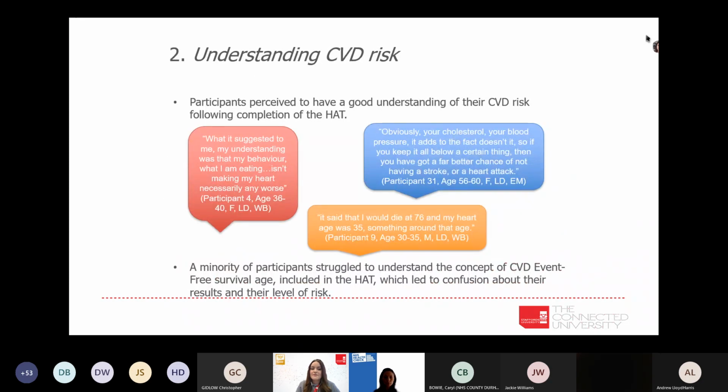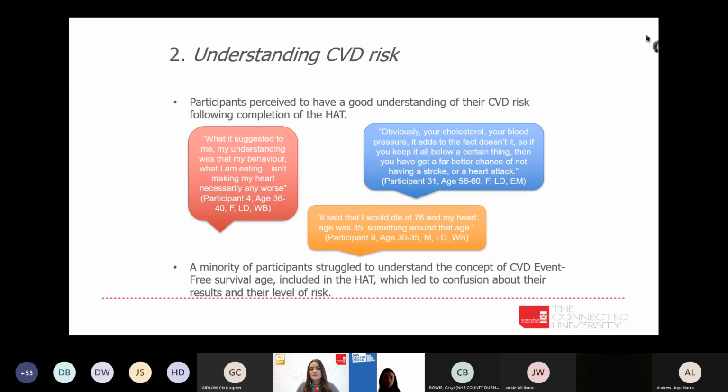Most participants perceived to have a good understanding of their CVD risk following completion of the HAT and suggested they were already aware of factors that can increase their risk of a heart attack or a stroke prior to taking the test. And that's represented by the blue and red bubble there. "So obviously your cholesterol, your blood pressure, it adds to the fact, doesn't it? So if you kept it all below a certain thing, then you have got a far better chance of not having a stroke or a heart attack."